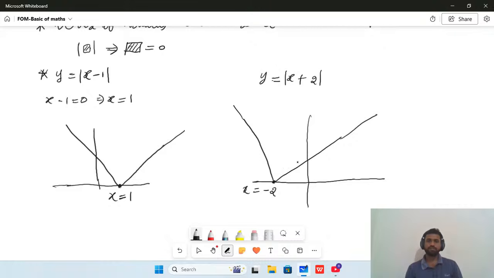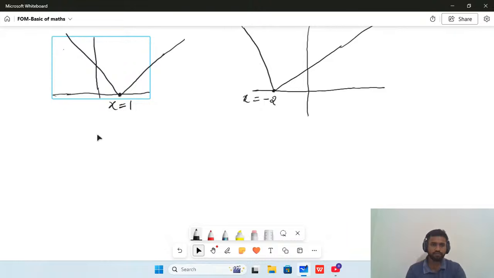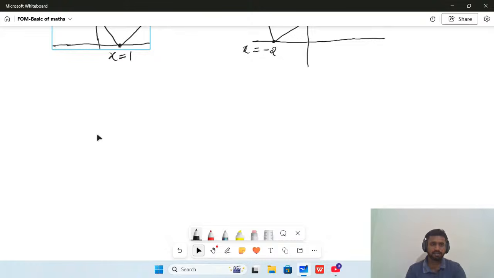So this is the graph of y equals mod x plus 2, and similarly for mod x plus 1 and mod x minus 1. Suppose they give modulus of x with plus 1 outside. Is it clear? y equals mod x, outside we have plus 1. How to draw the graph of y equals modulus of x plus 1?